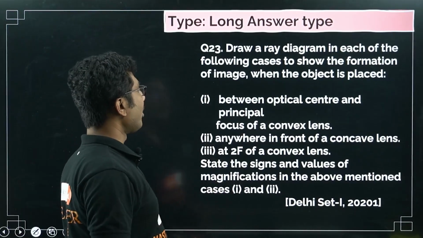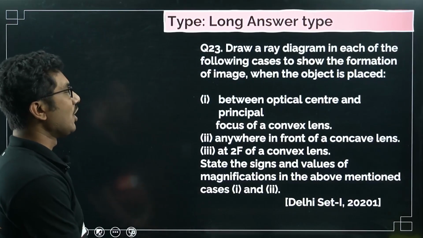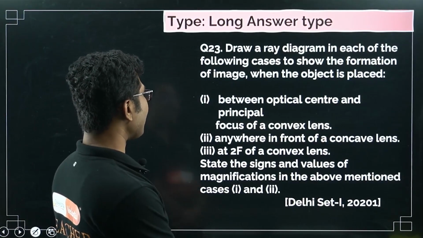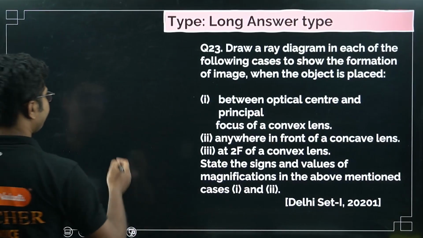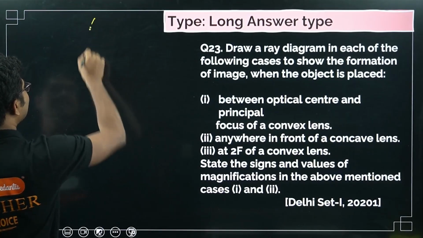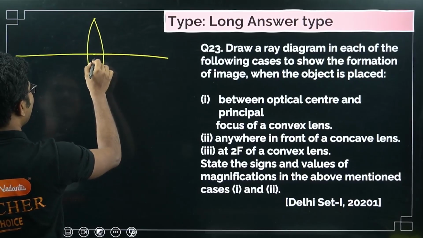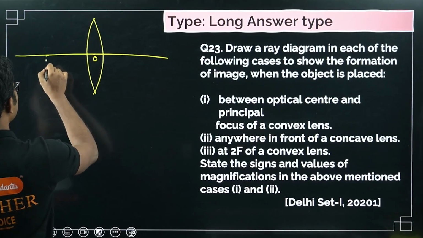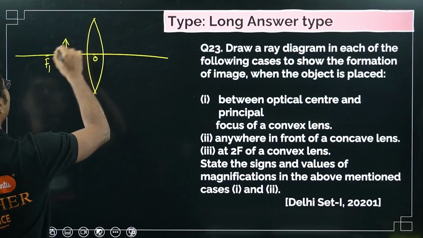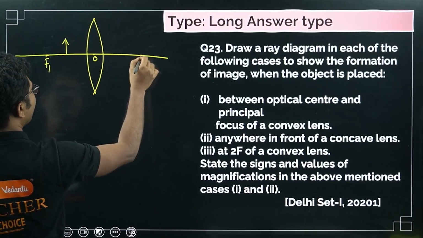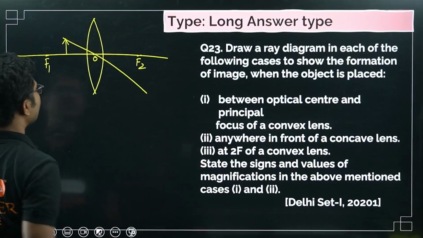Draw a ray diagram in each of the following cases to show the formation of image when the object is placed between optical center and principal focus of a convex lens. So a convex lens. If you place the object between optical center and principal focus of a convex lens, you will obtain a virtual image. So this is f2. First there will be a ray which is passing through the optical center.